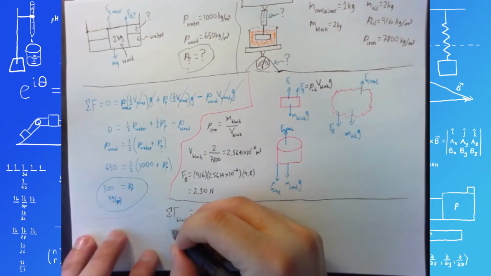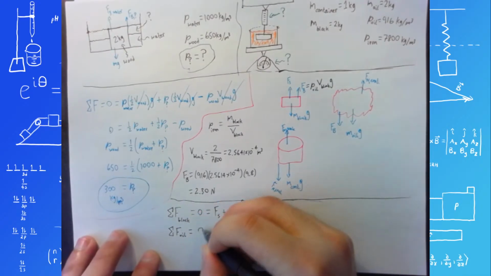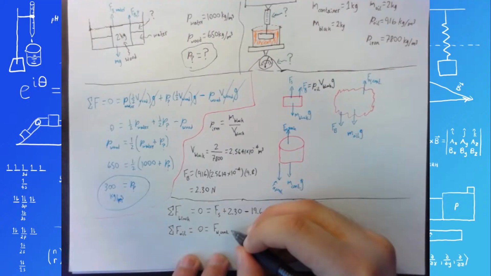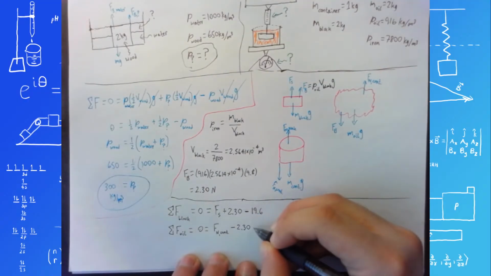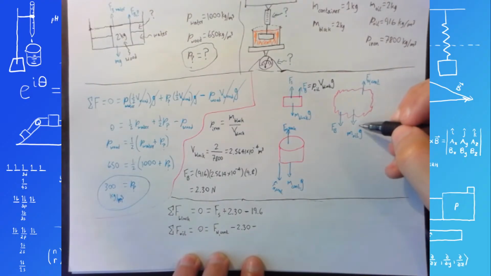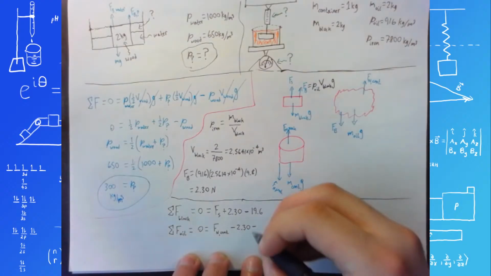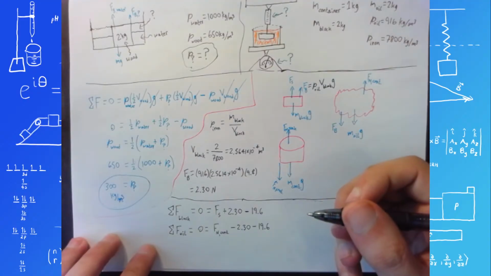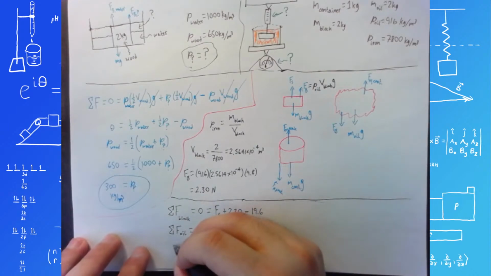And then net force on the oil needs to be 0. So that's going to be normal force due to the container, upward, minus buoyant force downward, which is 2.30, and minus the mass of the oil times g. The oil is 2 kilograms, so 2 kilograms times g, that's 19.6. And that gives us the normal force between the container and the oil.